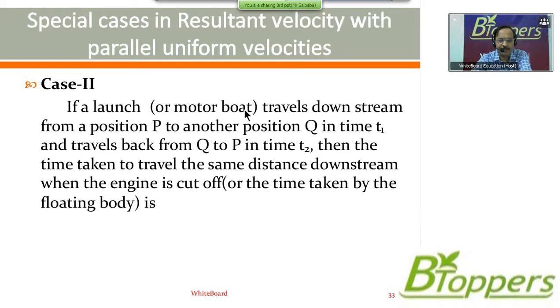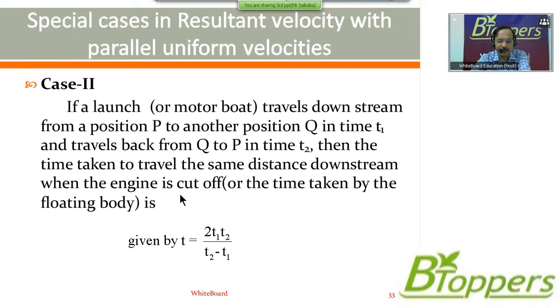If a launch or motorboat travels downstream from a position capital P to another position capital Q in time T1, and it travels back from Q to P in time T2, then the time taken to travel the same distance downstream when the engine is cut off is given by T equal to T1 T2 by T2 minus T1.